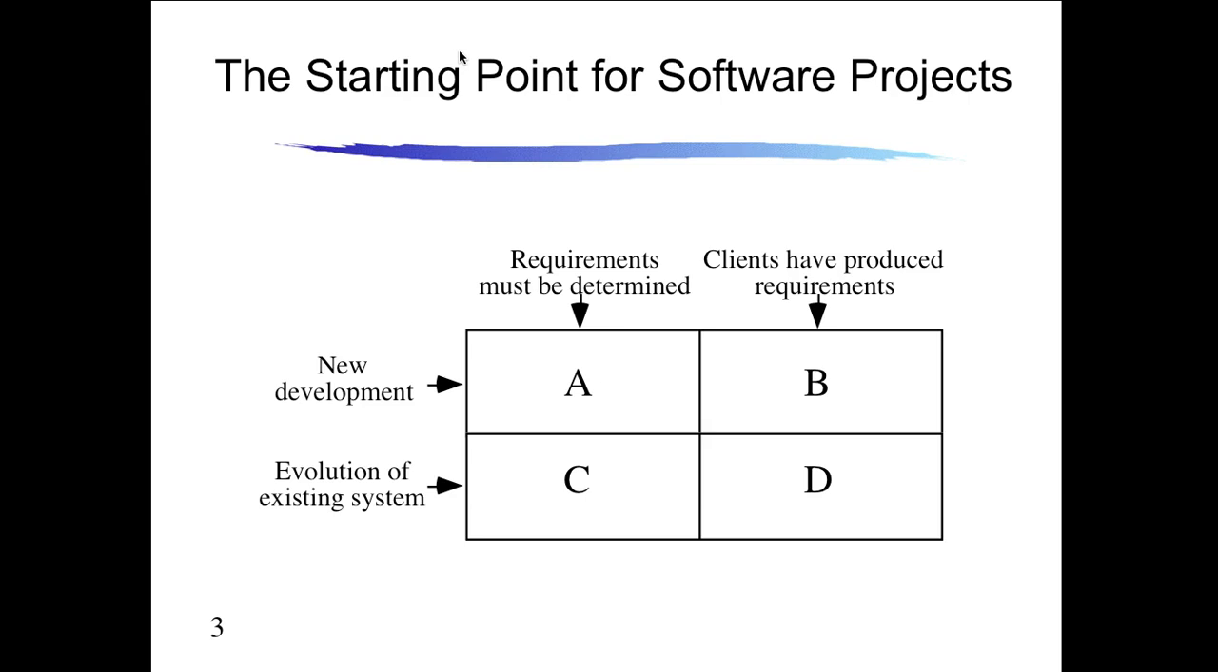In your particular case, I'm not going to produce any clients. I mean, I'm the client. I'm not going to produce any requirements for you, so you'll have to put that together yourself, which means you're going to be in either A or C.